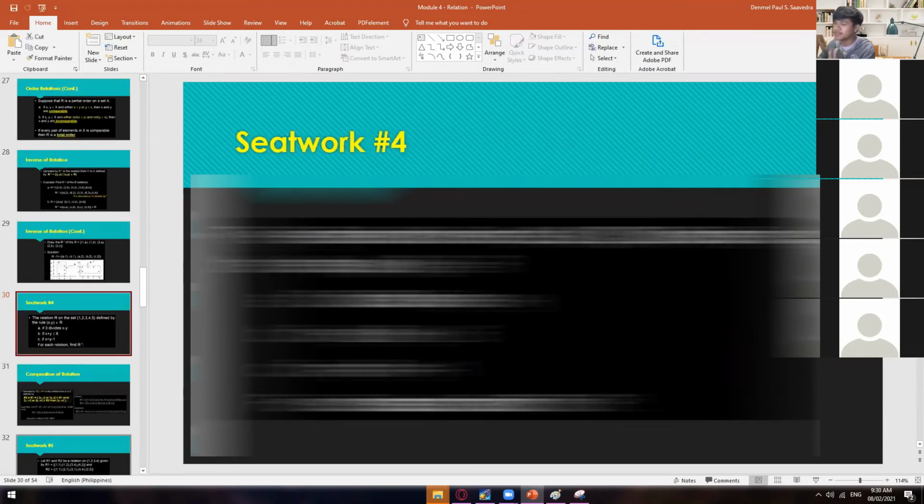Okay. So once you're done with those statics, you may now start answering the seat break number 4. The relation R on the set 1, 2, 3, 4, 5 is defined by the rule that (x, y) is an element of R. Get the list of all the ordered pairs, and then for each relation, find the inverse relation. So I should see two answers: the ordered pairs and then the inverse relation of those ordered pairs.